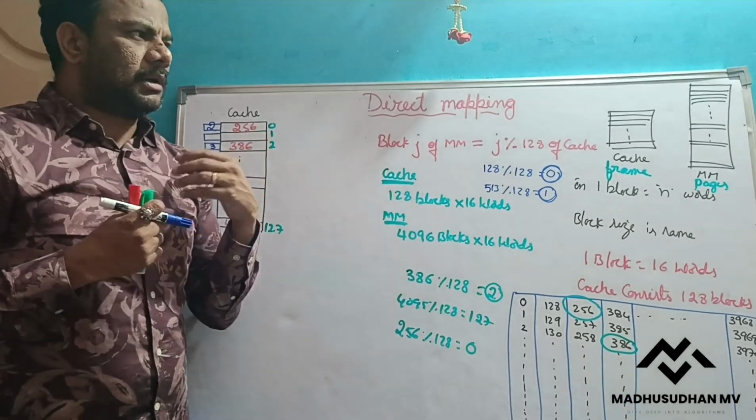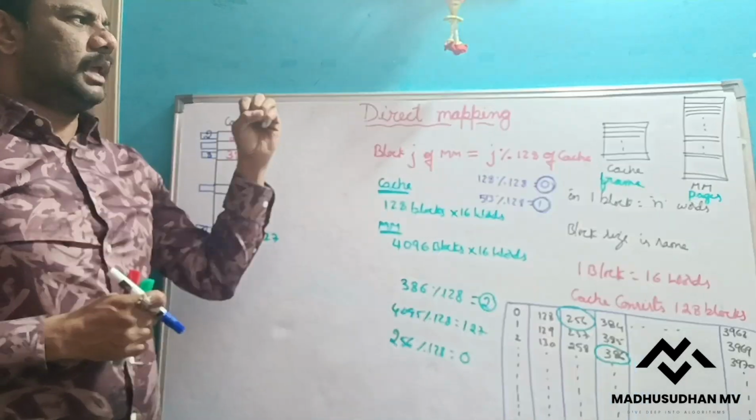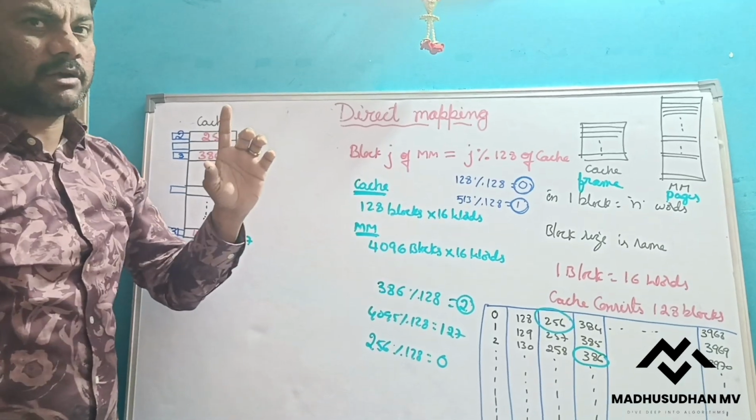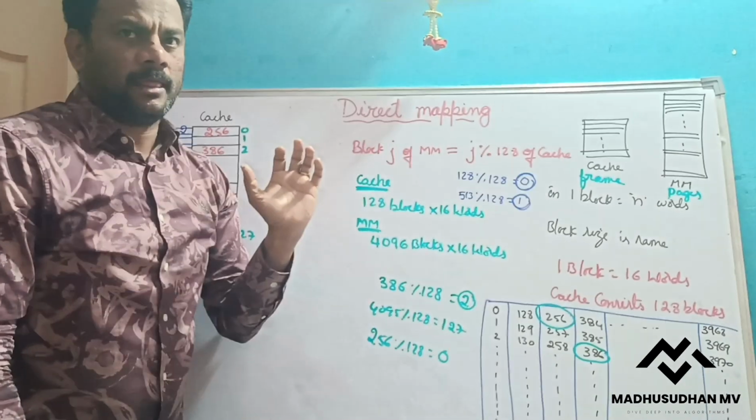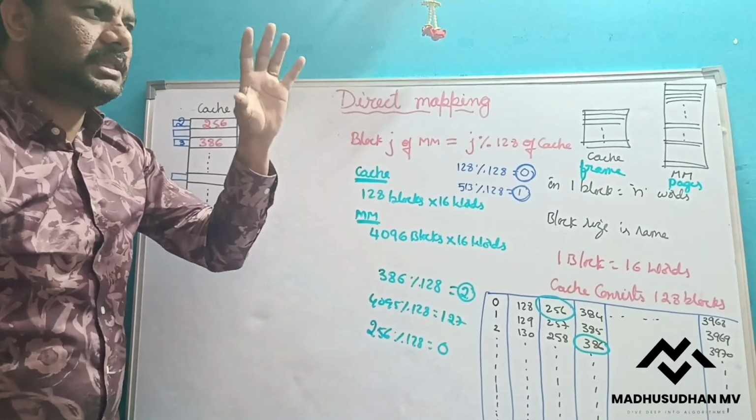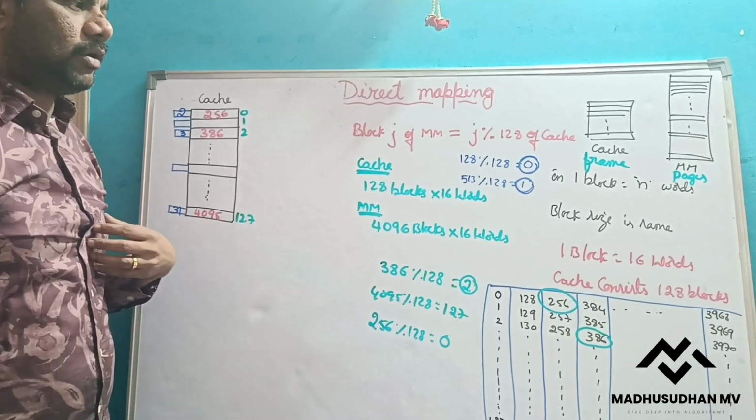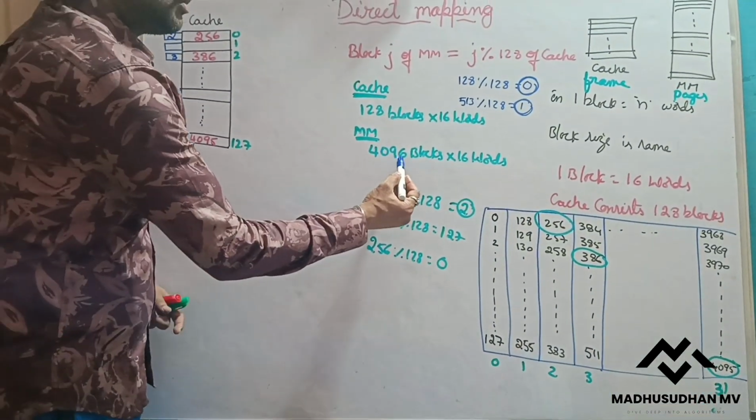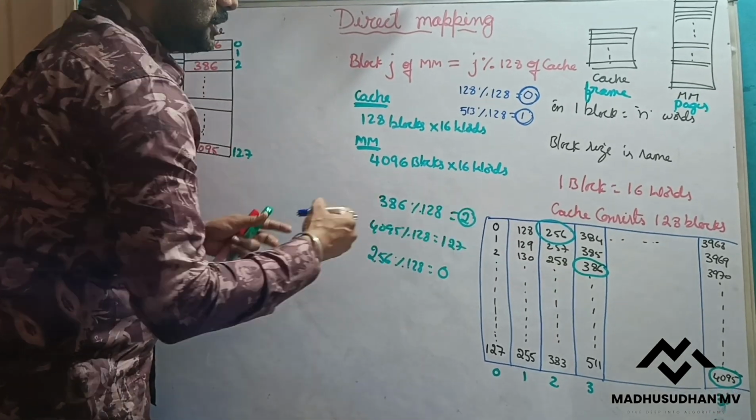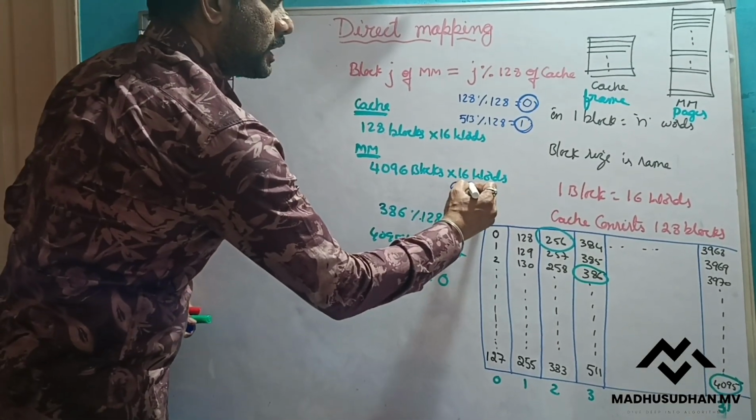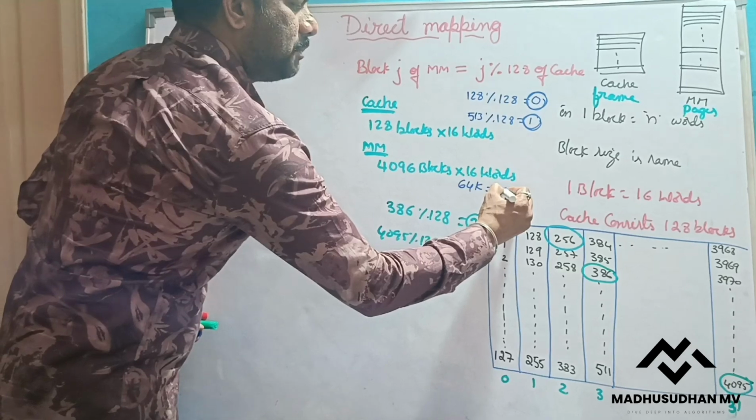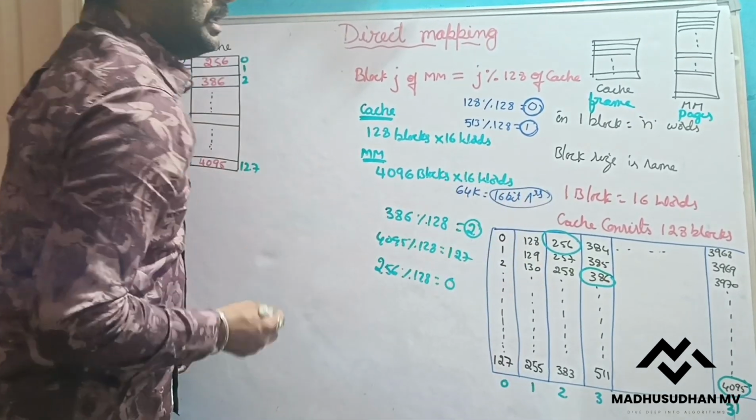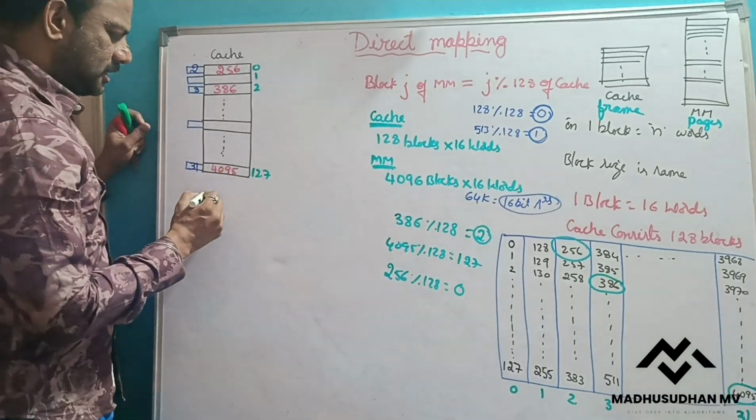Now assume our processor wants to execute some instruction. First it will check in the cache memory, to see whether it is there in the cache or not. We know that in main memory I have 4096 blocks, and each block has 16 words. So I have 64K words, which is equal to a 16-bit address.